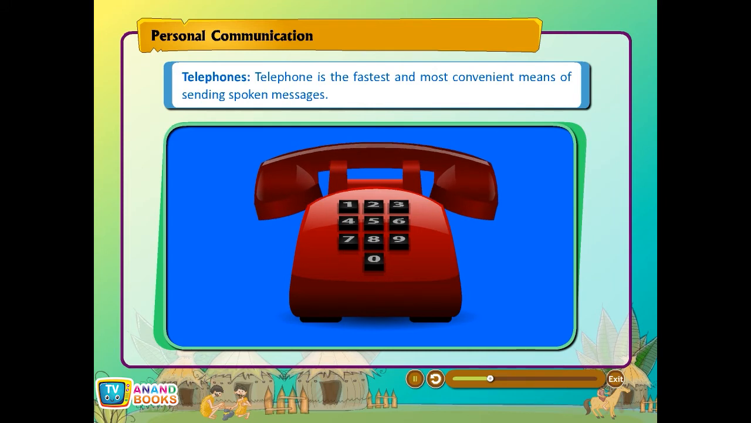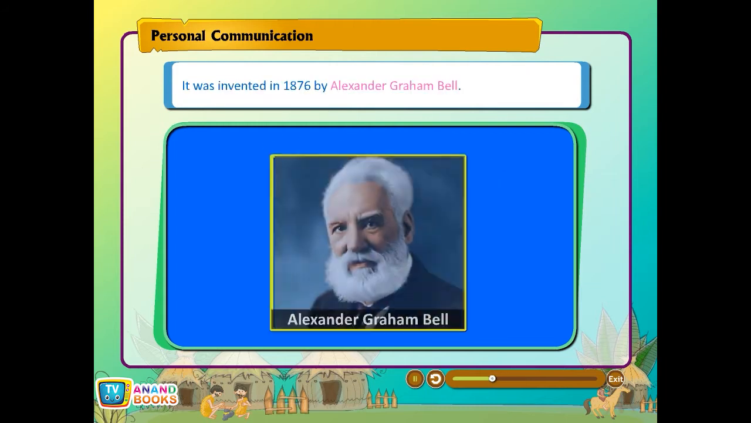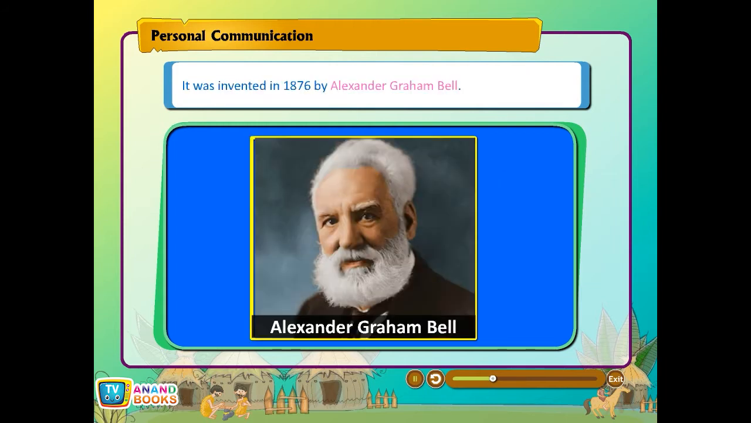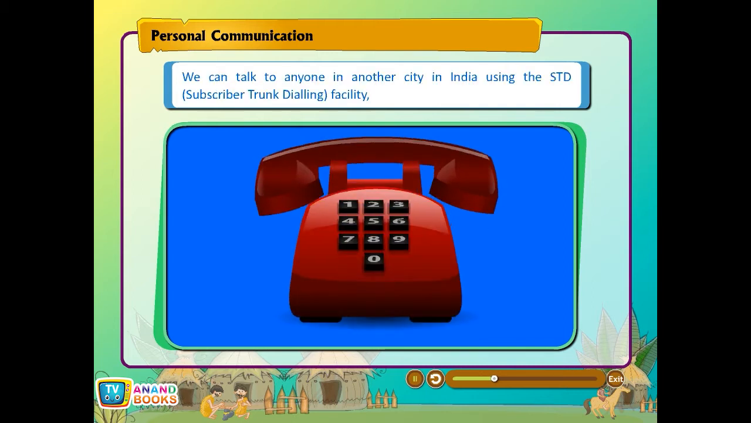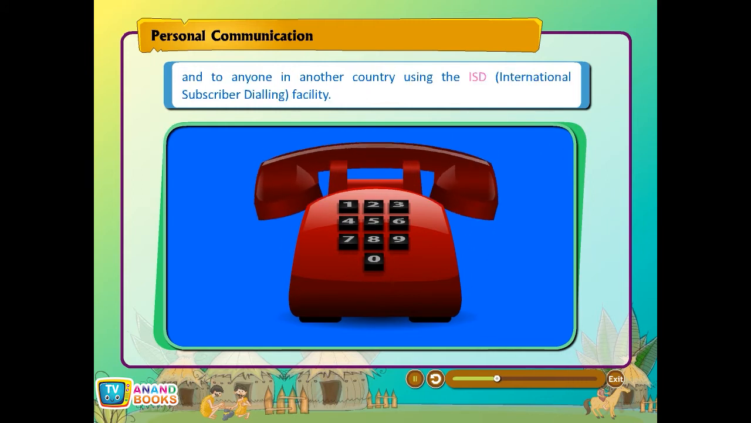Telephones. Telephone is the fastest and most convenient means of sending spoken messages. It was invented in 1876 by Alexander Graham Bell. We can talk to anyone in another city in India using the STD, subscriber trunk dialing facility, and to anyone in another country using the ISD, International Subscriber Dialing Facility.